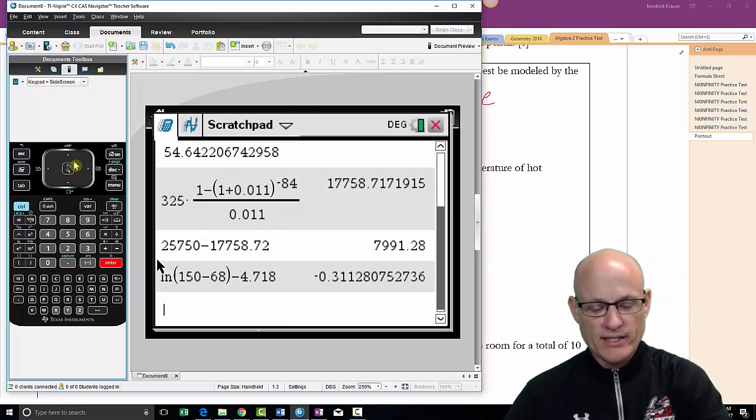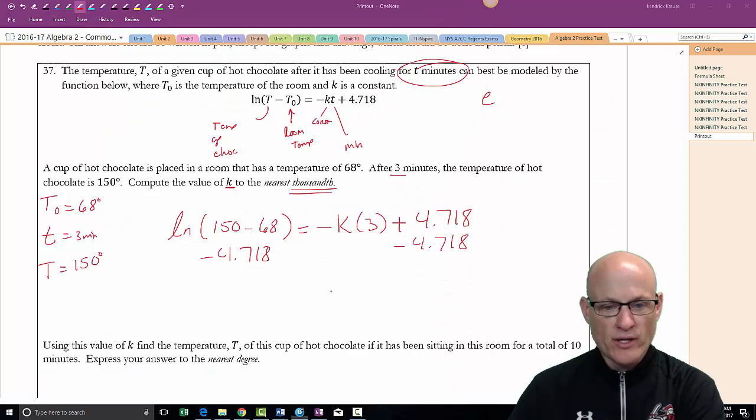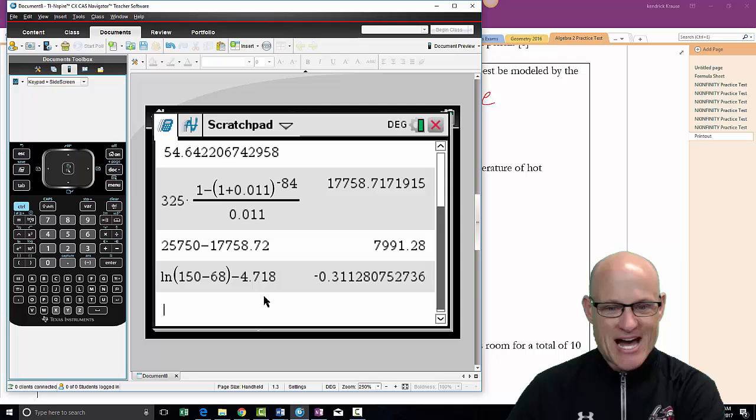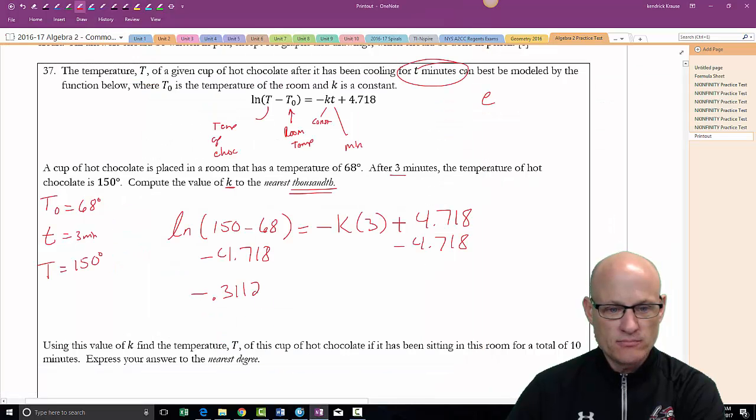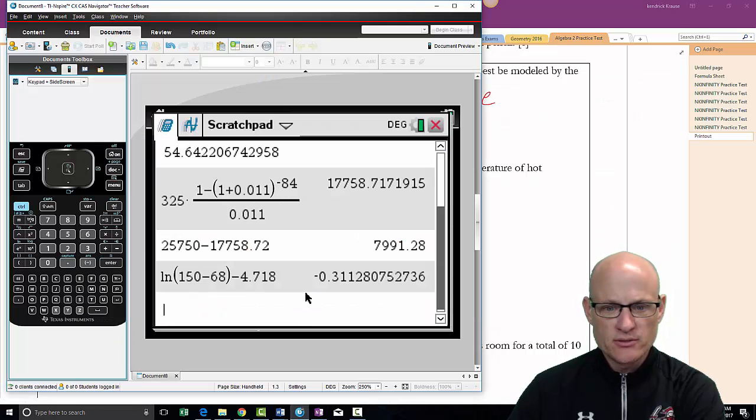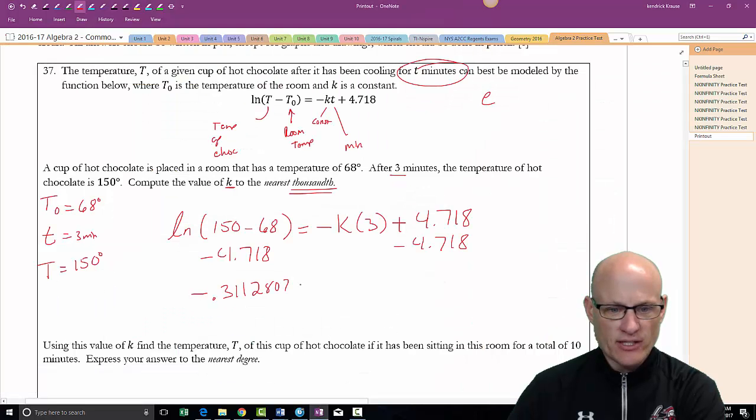And I get, I'm going to write this down, negative 0.311. Do not round. 2807527, that should be enough. 527 is equal to negative K times 3. Now we're just going to divide by 3. Actually, I'm going to divide by negative 3.